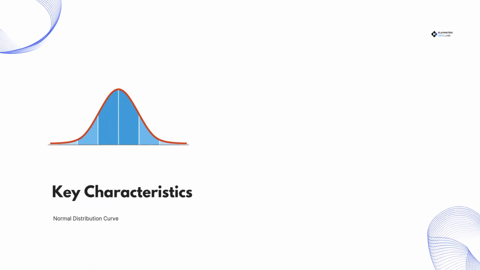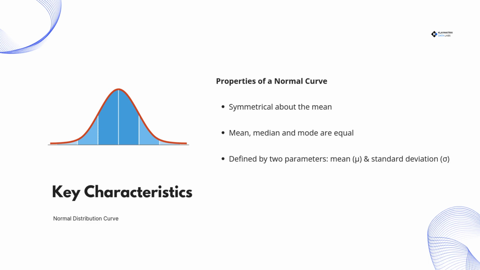Now that we know what a normal distribution is, let's look at its key characteristics. This curve is perfectly symmetrical around the mean, meaning the left and right sides are mirror images. The mean, median, and mode are all the same. And most importantly, the shape of the curve is controlled by two parameters, the mean, mu, and standard deviation, sigma. Keep these in mind as we move forward.